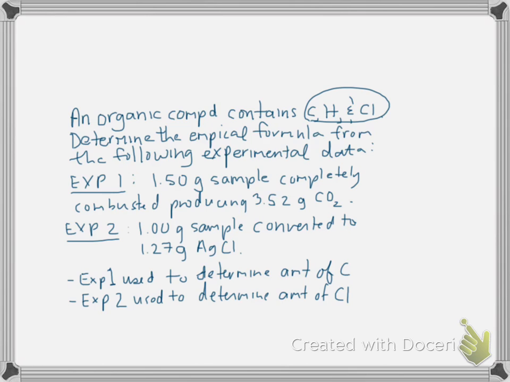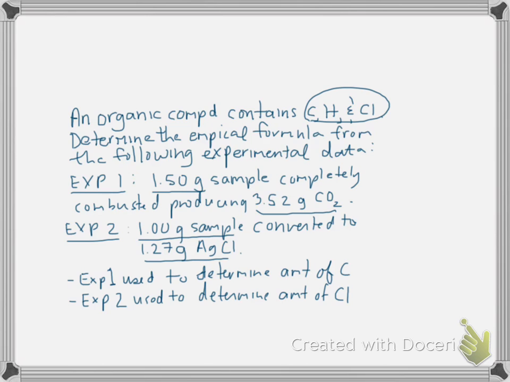So experiment 1, it's important to note that there's 1.5 grams of sample. This is completely combusted to produce 3.52 grams of carbon dioxide. A second experiment is done, a different sample size is used. It's 1 gram of sample, and this sample, through some process, is converted to silver chloride, and you're given the amount, it's 1.27 grams.